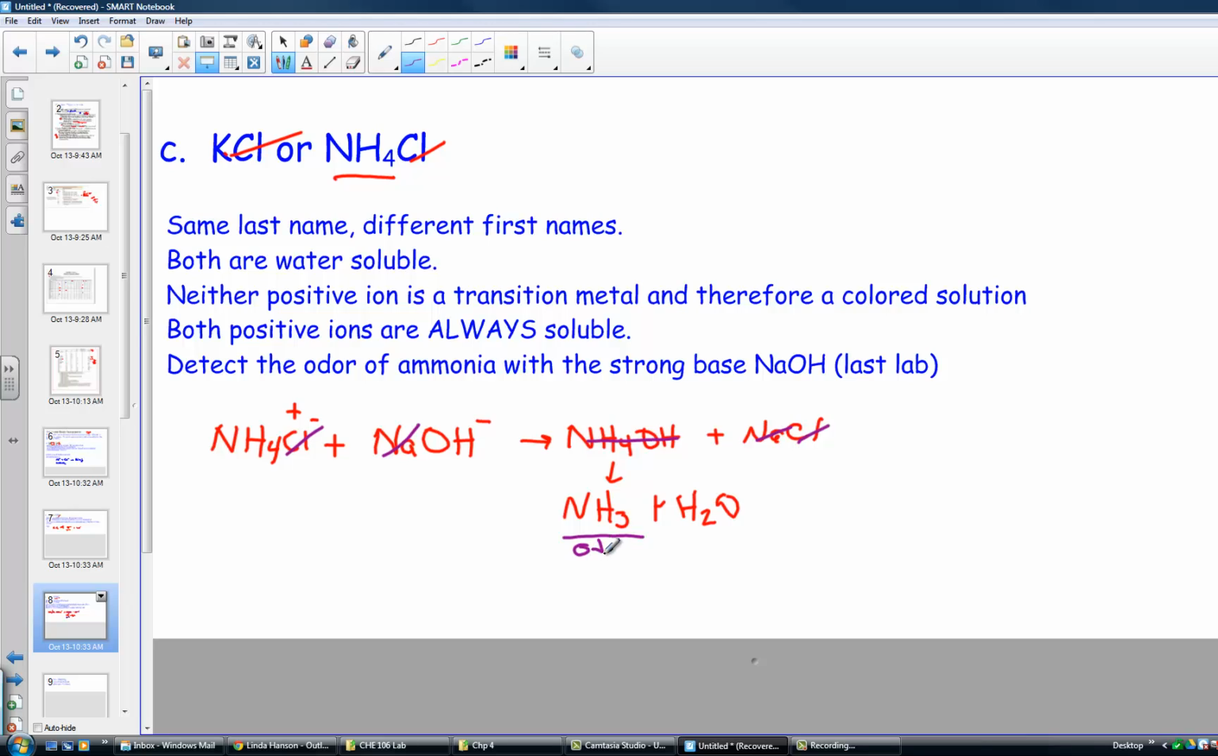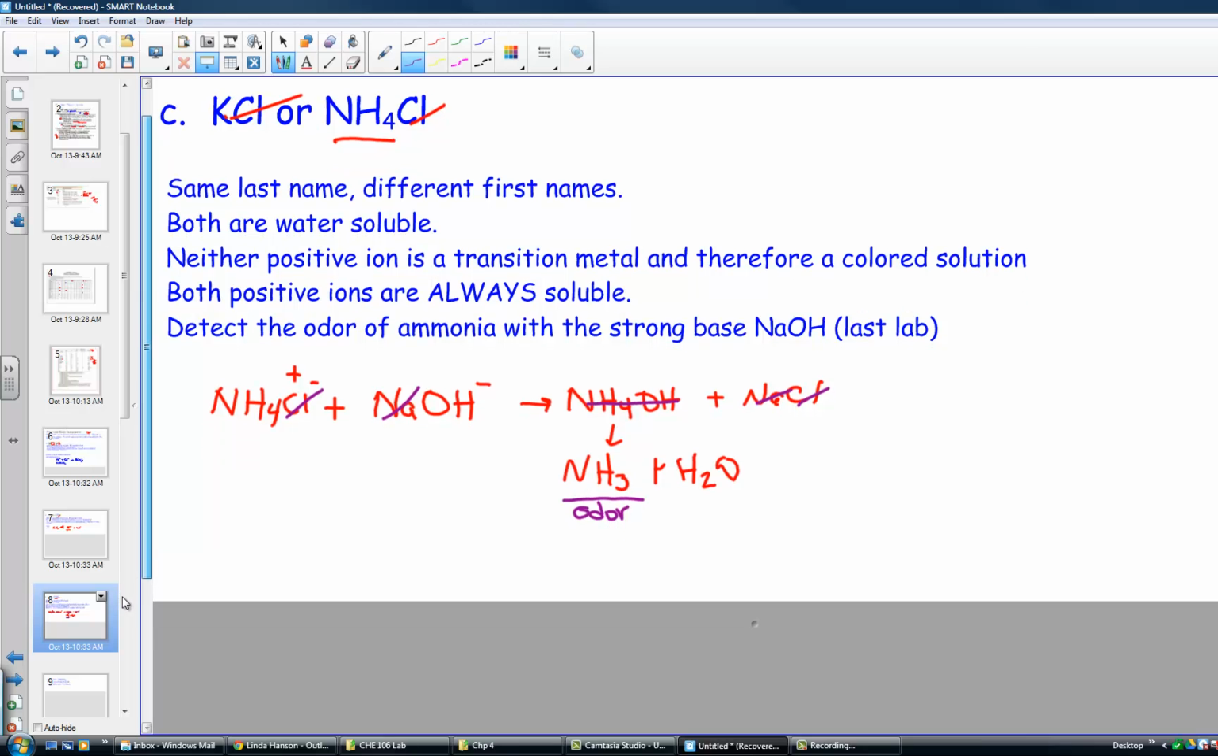The odor of ammonia, the gas, would be used to distinguish between ammonium chloride and potassium chloride. So I would add that strong base and very carefully waft the odor, and if I smell ammonia, I've identified ammonium chloride, and if I don't smell ammonia, it must have been potassium chloride. So here we're using a physical property of odor.